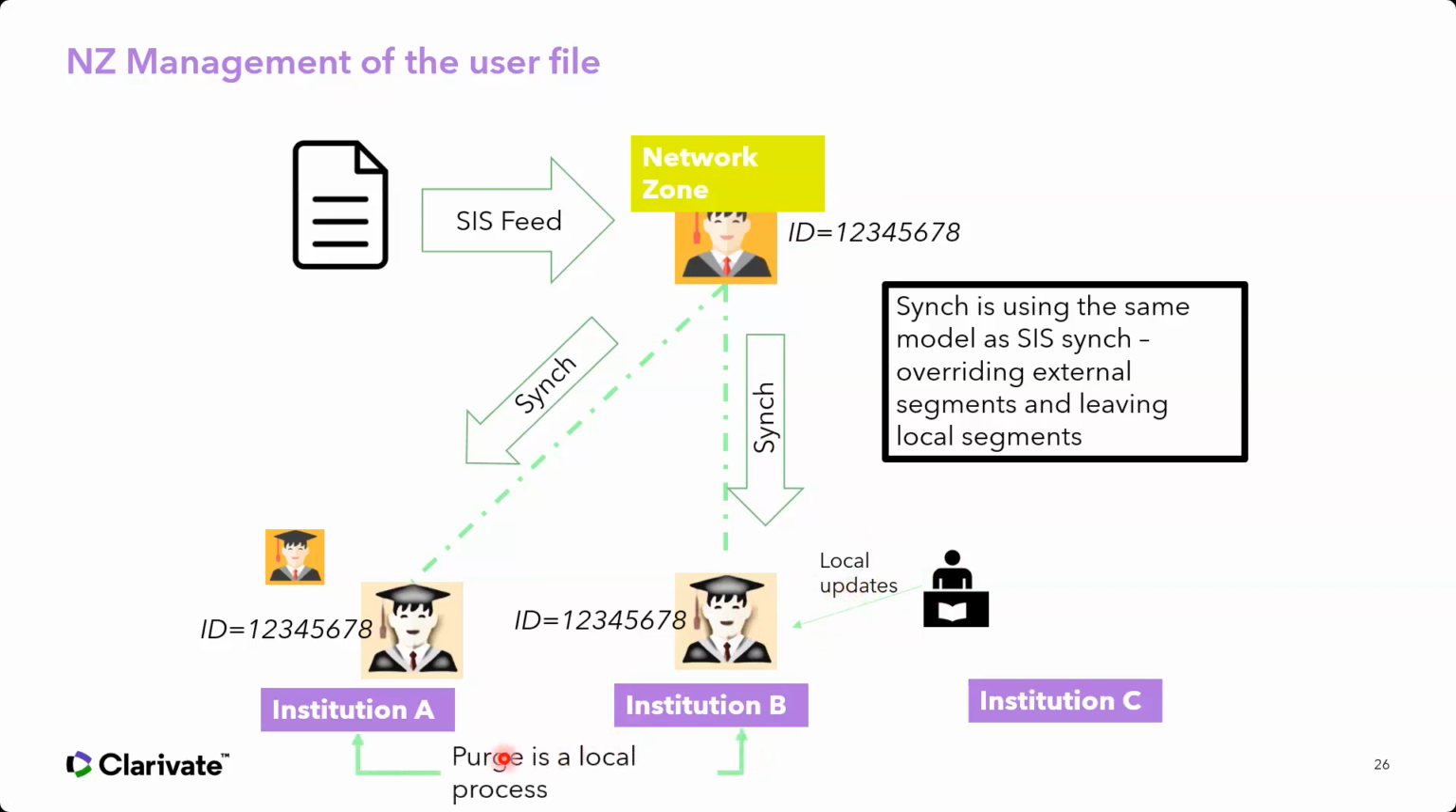Like we mentioned, the purge here too is a local process. So institution B can purge its own accounts using its own purge job, and institution A would manage its own account. And there's no purging at the network zone that would purge these accounts at the institutions. The moment the records have been pulled into the institution, they are owned by the institution and required to be purged at the institution.